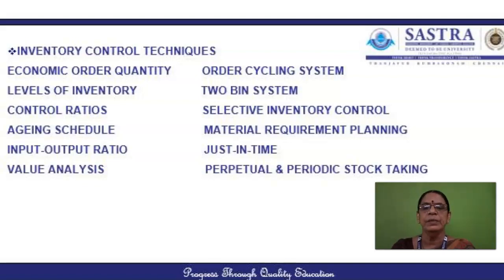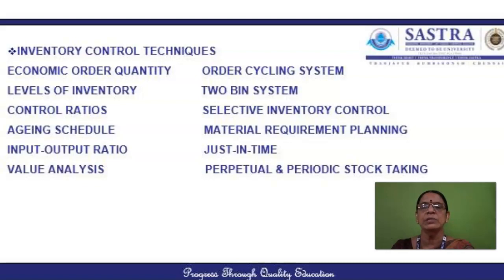Reorder level: maximum consumption into maximum reorder period. Maximum consumption is 420 units per day into maximum reorder period of 15 days. It comes to 6300 units. Minimum stock level: reorder level minus normal consumption into normal reorder period. 6300 minus 300 into 12 will get 2700 units.